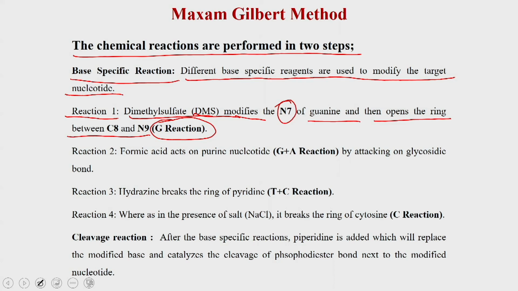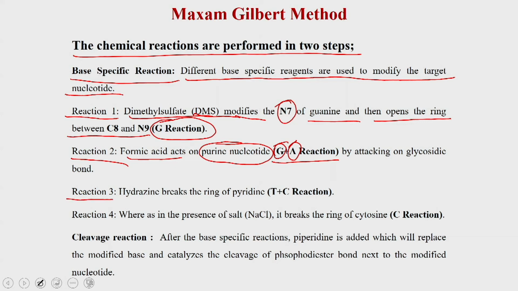In reaction 2, you add formic acid, which modifies the purine nucleotides, which means it modifies the guanine as well as the adenine, and that is why this reaction is called the G plus A reaction.